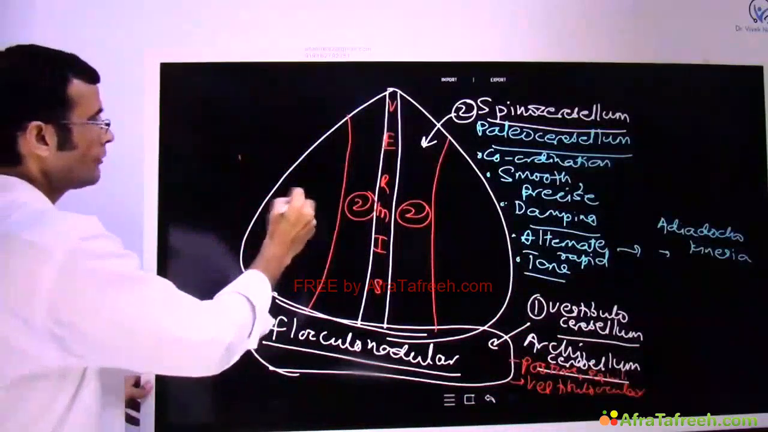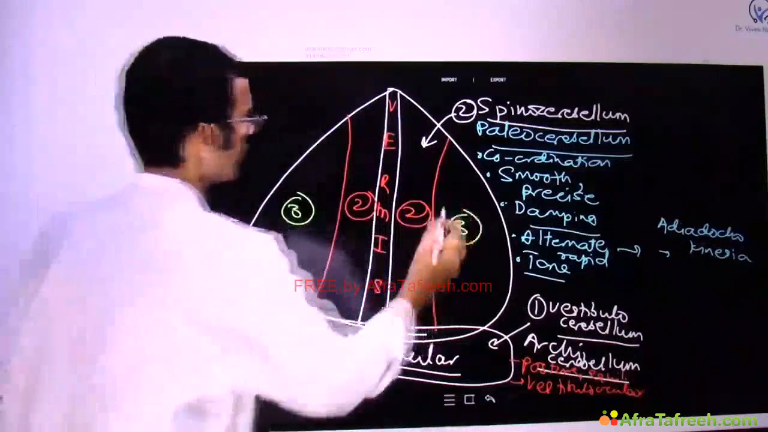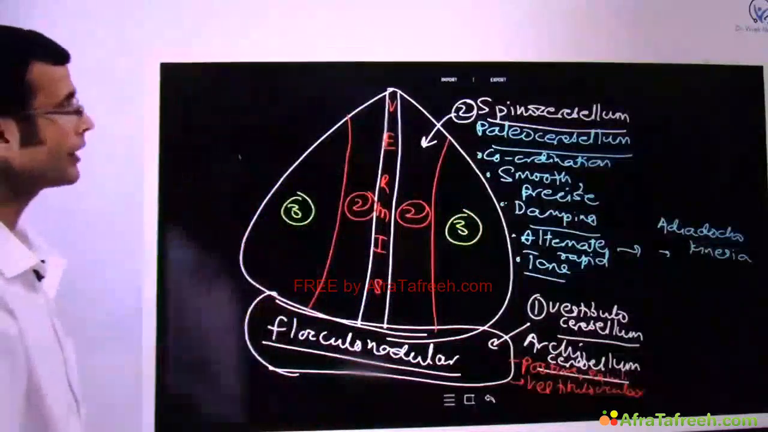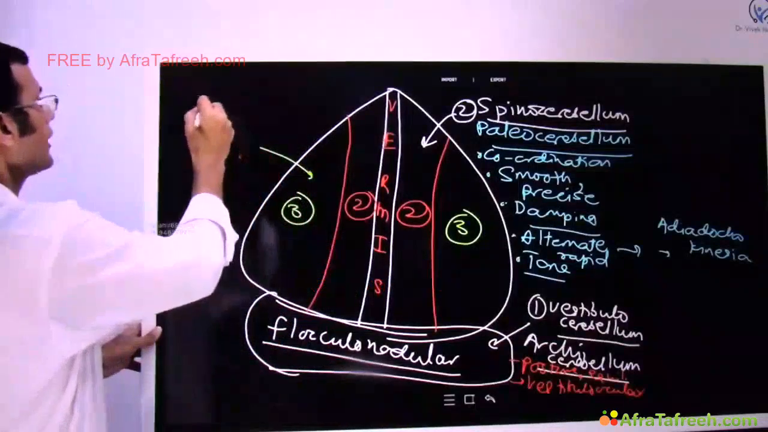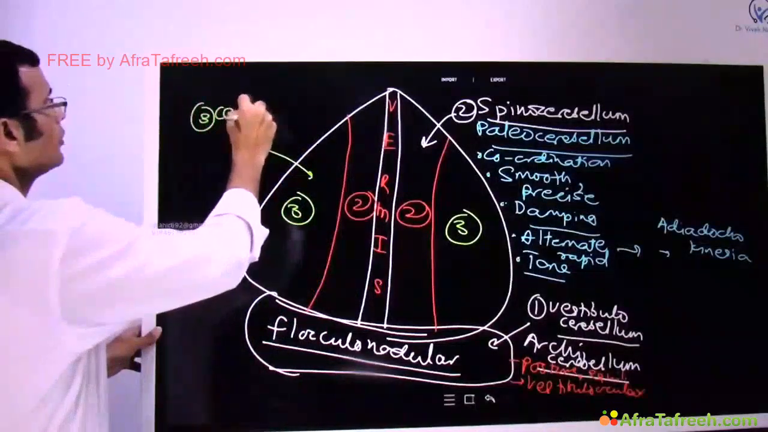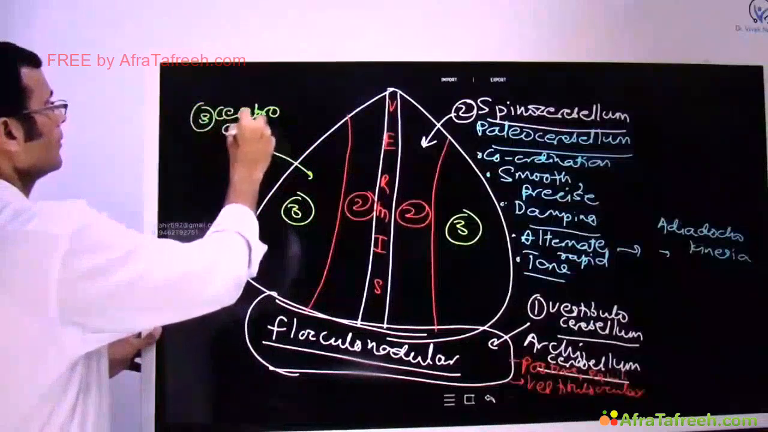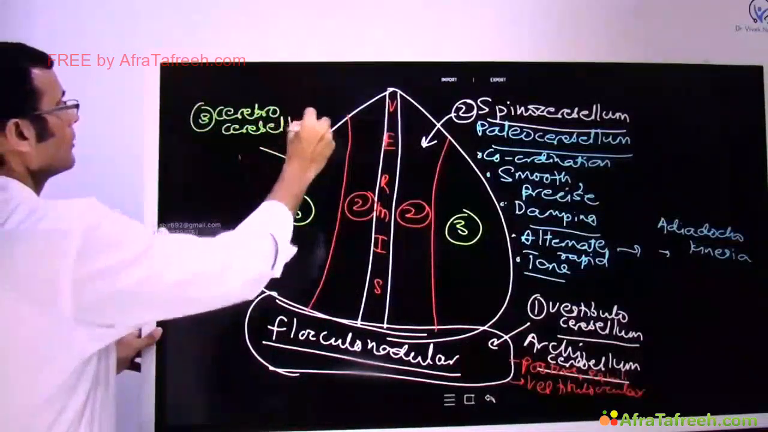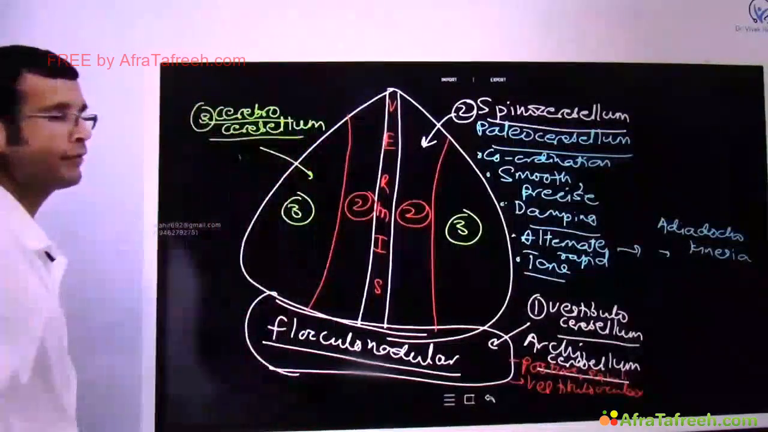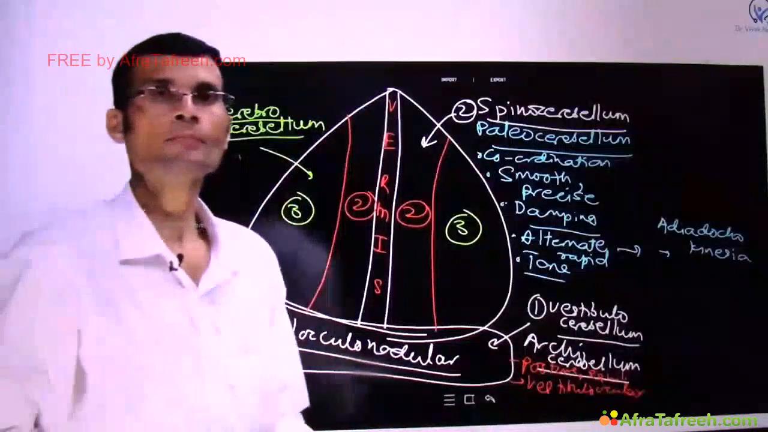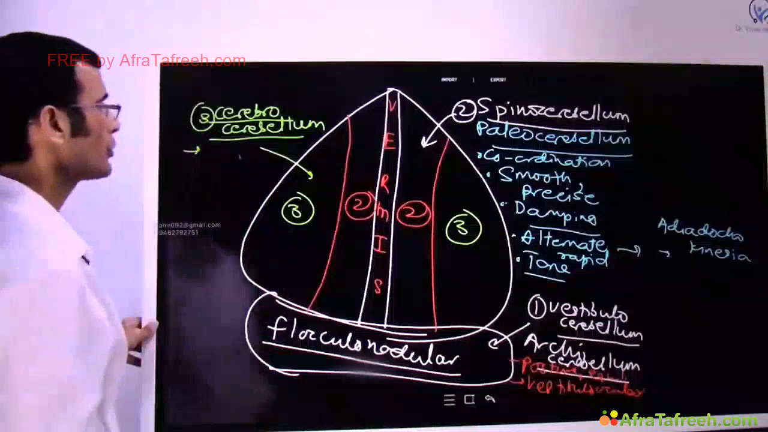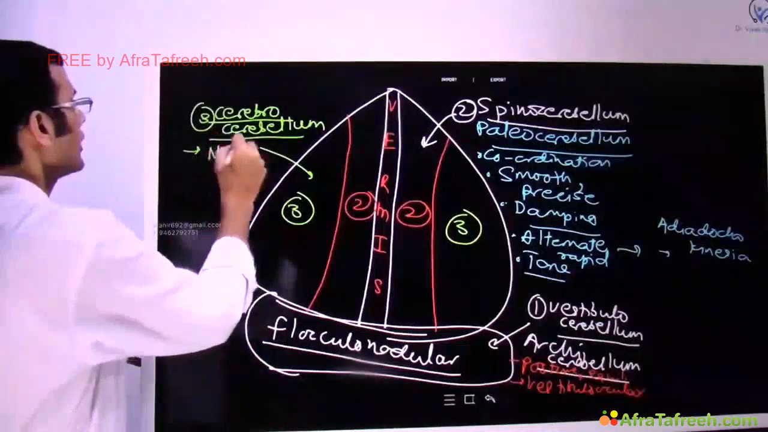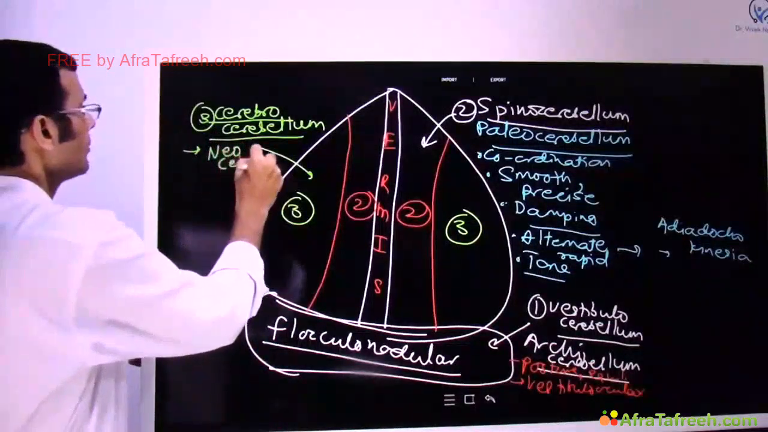Third functional division is in the lateral cerebellar hemispheres, and it's called cerebrocerebellum. Cerebrocerebellum, because this is connected with the cerebral motor cortex. Since it is newer in evolution, it is also called neocerebellum.